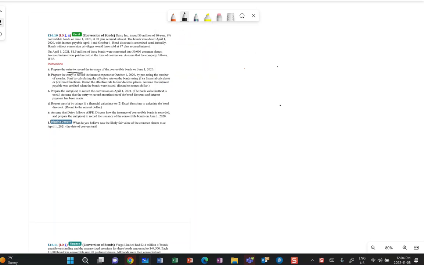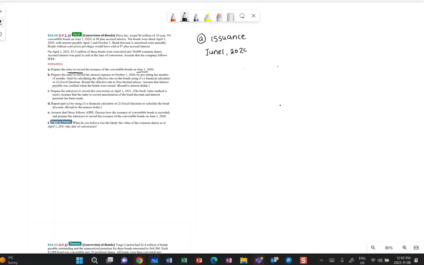So this bond was issued on June 1st, 2020. Let's read the question and then do the journal entry. What we're going to try to do is part A. We're doing an entry at the time you issue a bond. So you issued a convertible bond. When was it issued? It was issued on June 1st.